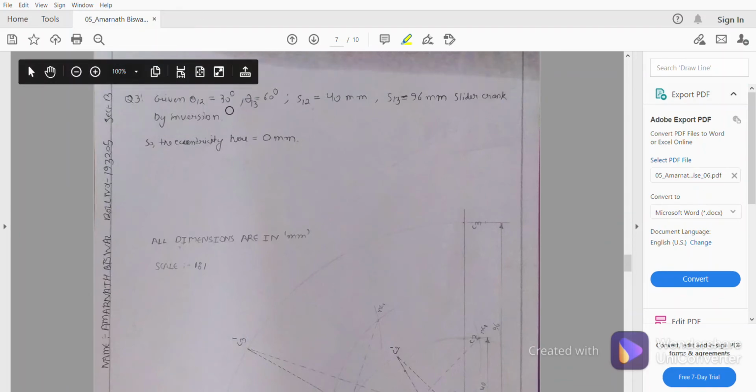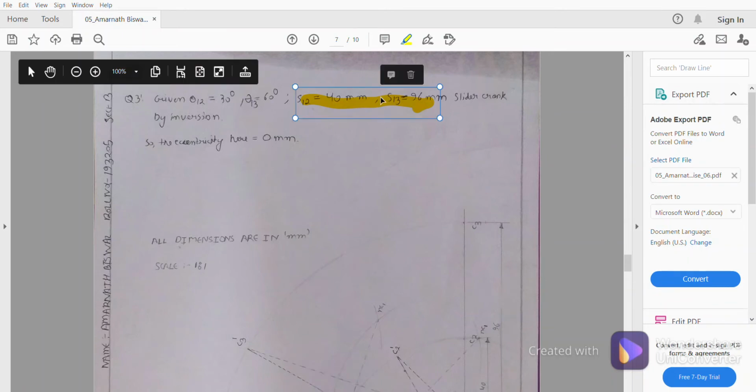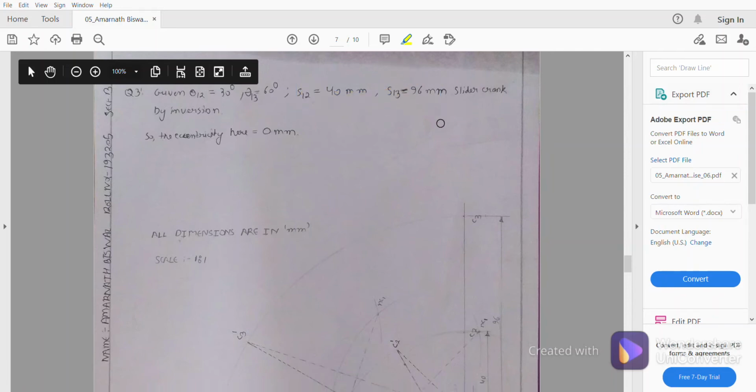Here we have been given the rotation of the second position and third position, respectively theta 1 2 and theta 1 3, given as 30 degrees and 60 degrees with the reference. And S1 2. Now, unlike the previous video, which gave output angles, here output distances have been given. With reference to the first point position, how much the point has moved to the second position, this length has been given.